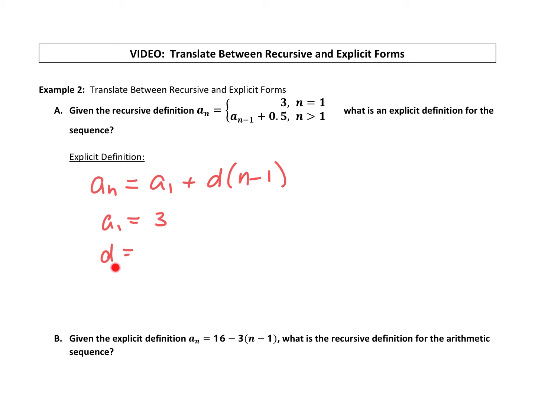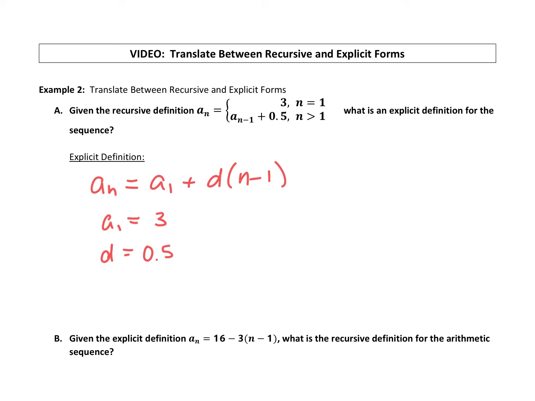Do we know the common difference? Well, in a recursive formula, they tell you a sub n minus 1. Take the previous term and do something to it. Add a 0.5. Then you take the previous term and you add a 0.5. You're always adding a 0.5 to the previous term. So that is your common difference, 0.5. So now we'll just plug those in.